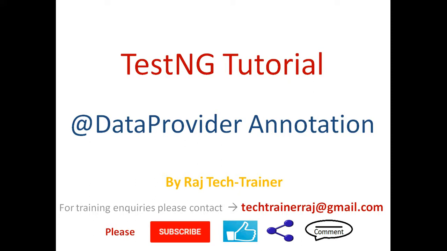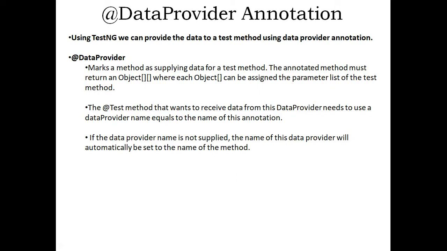Okay, let us see what data provider annotation is. Using TestNG, we can provide the data to a test method using data provider annotation. That means data provider annotation feeds the data to a test method. The annotated method must return an object array, which is a two-dimensional array, where each object array can be assigned the parameter list of the test method.